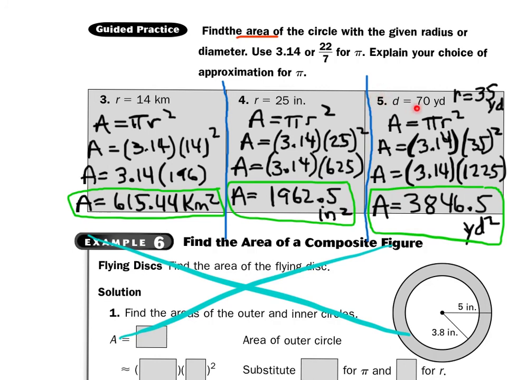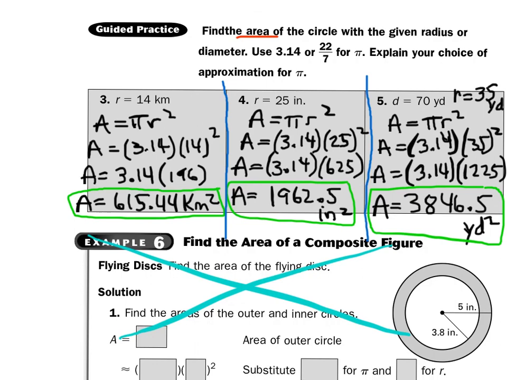Look at number 5. The diameter is 70 yards. Remember, diameter goes all the way across. If we only want to go halfway across, that's the radius. So the radius would be half of 70, or 35 yards. And so I have area equals pi times the radius squared. So that's 3.14 times 35 squared. Remember, 35 to the second power is 1,225 times pi, 3.14. That would give me 3,846.5 yards to the second power.